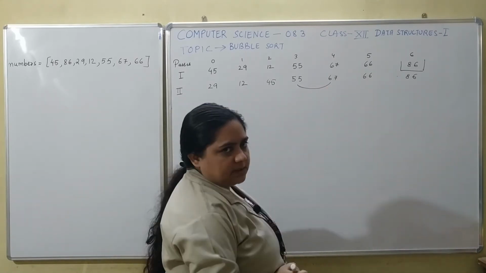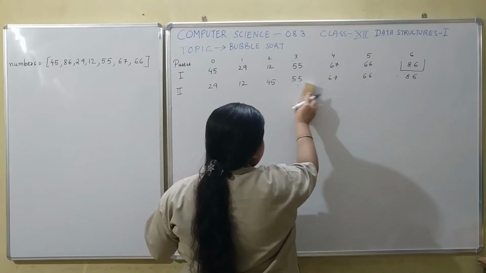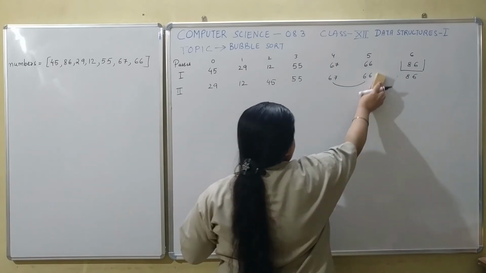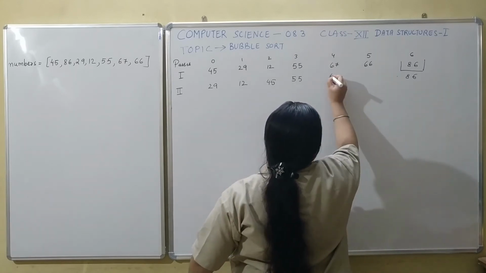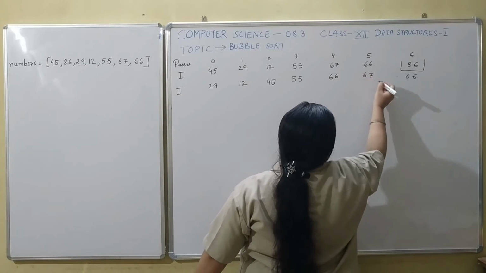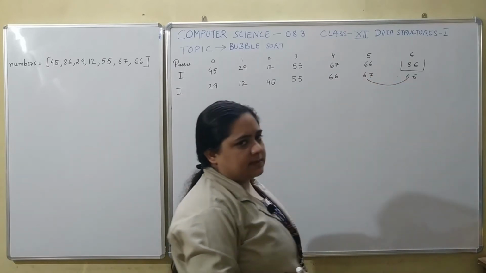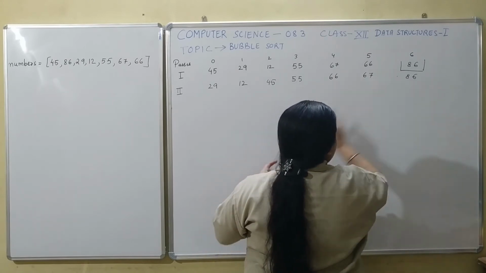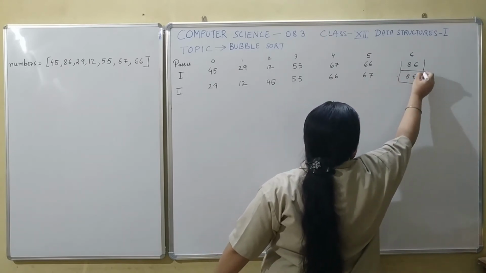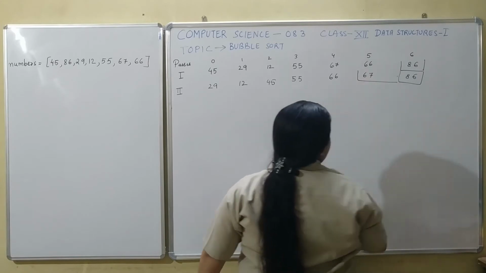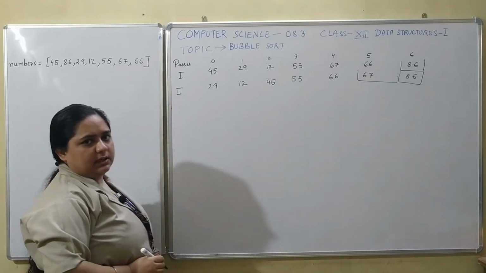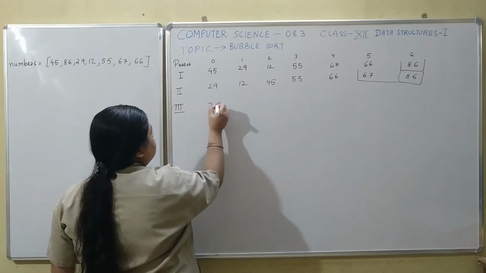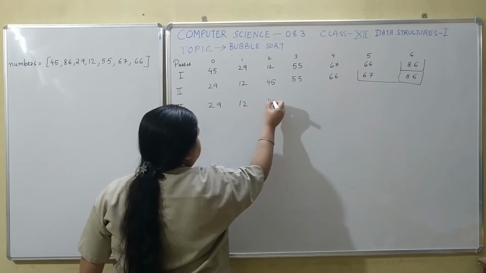Is 55 greater than 67? Answer is no. Again move forward. Is 67 greater than 66? Answer is yes. Is 67 greater than 86? Answer is no. So now you can see that two large elements, the largest element and the second largest element, are both fixed in the array. Coming to the third pass, I will again write down the elements.